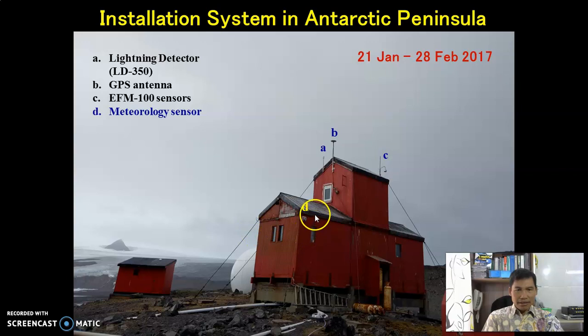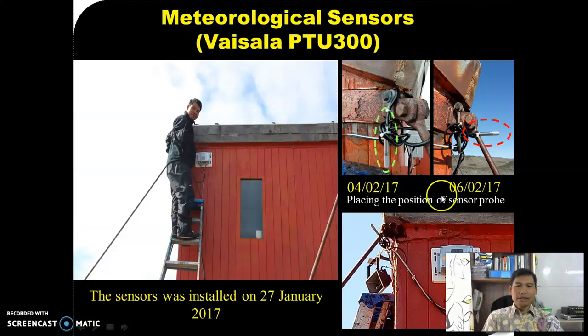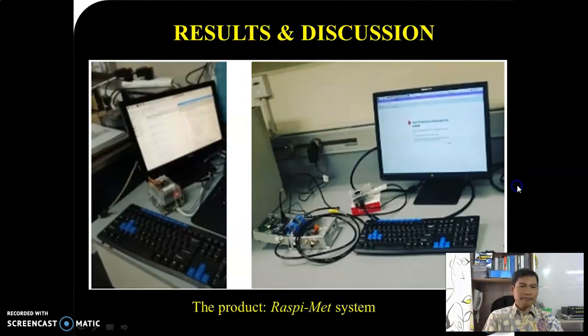This is the installation of our system at Carlini base. You can see here the meteorology sensor, and for more detail you can see here. I was at Carlini base in 2017. This is the Vaisala sensor, and we installed it in the Calibido building. This one.